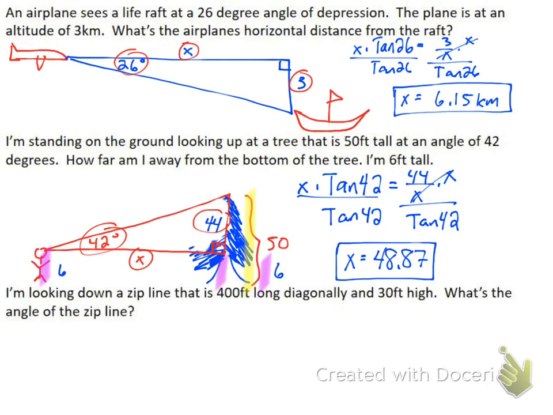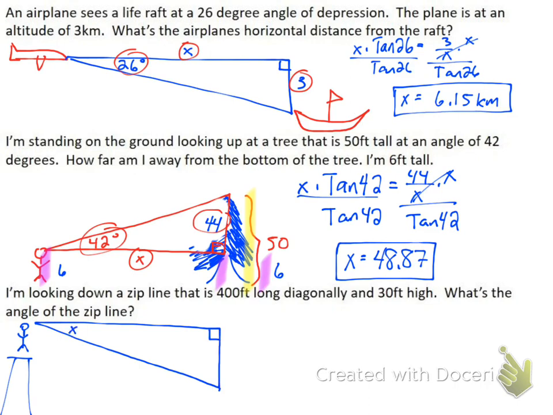And then the last one is looking down a zip line that's 400 feet long diagonally and 30 feet high. What's the angle of the zip line? And so when I do this, again, here I am up at the top of this tower thing. Here is a zip line going down. And again, if I'm going down, I want to do an upside down triangle like that.